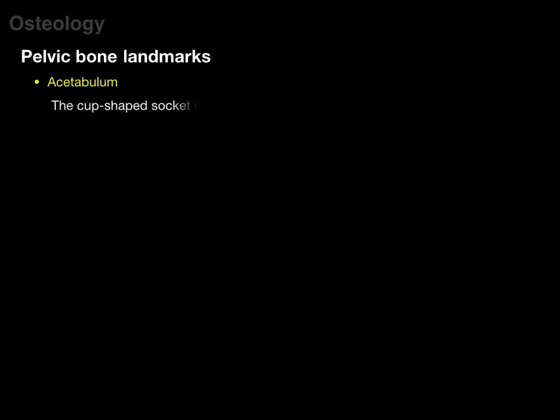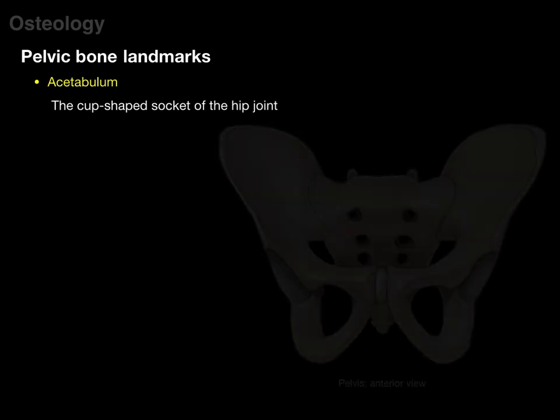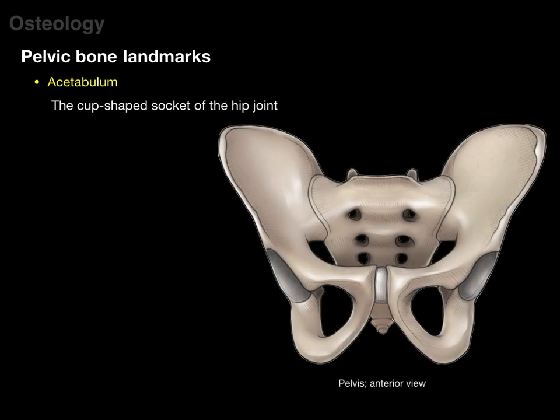And so first is the acetabulum. It's a cup-shaped socket of the hip joint. So here we have an anterior view of the pelvis, and there's the acetabulum. That's the socket of the ball and socket joint of your hip, articulates with the head of the femur.